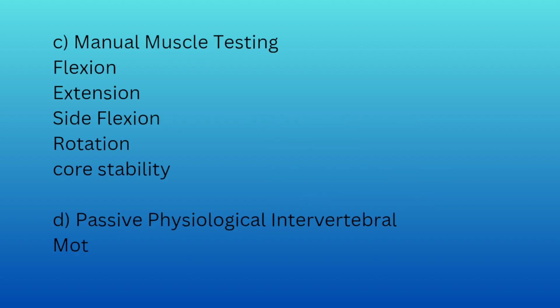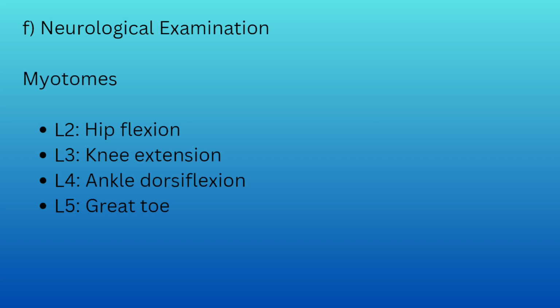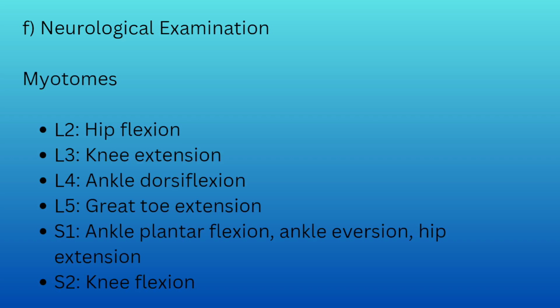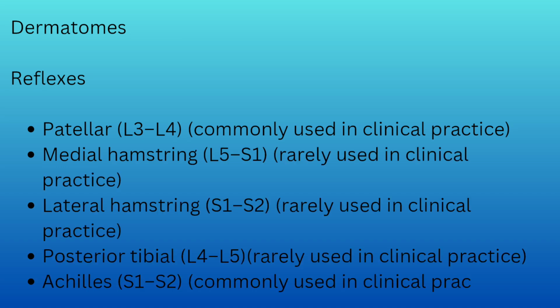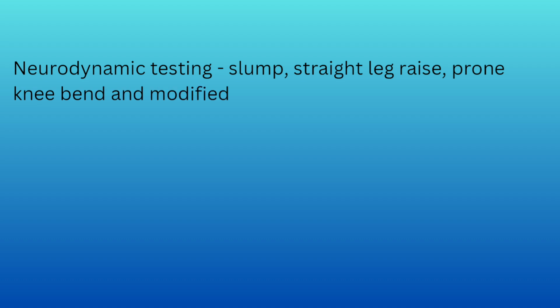PPIVM, passive physiological intervertebral movement, lumbar spine assessment, is a manual therapy technique used to evaluate the movement available at specific lumbar spinal levels. Neurological examination is indicated when there is suspicion of neurologic deficit or with any symptoms below the gluteal fold.